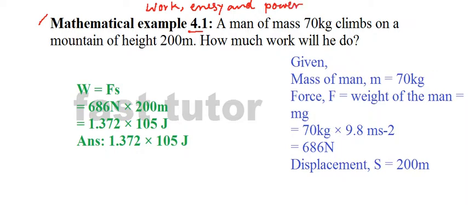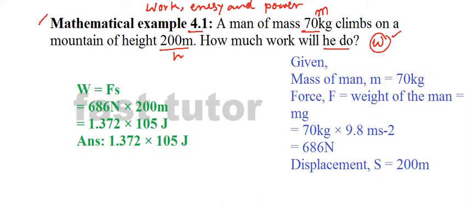A man of mass 70 kg climbs on a mountain of height 200 meter. How much work will he do? So now we have to find out the work, W, given mass and height h. So we have to calculate W.